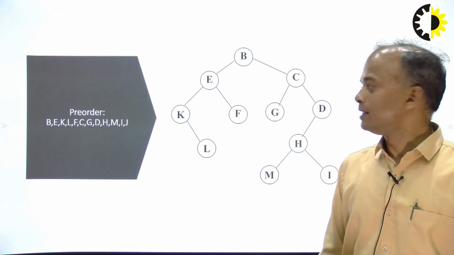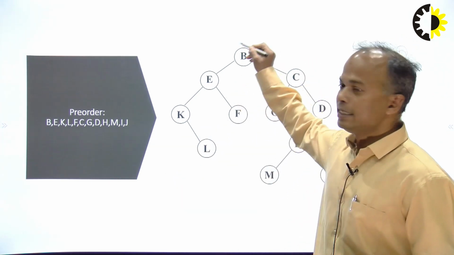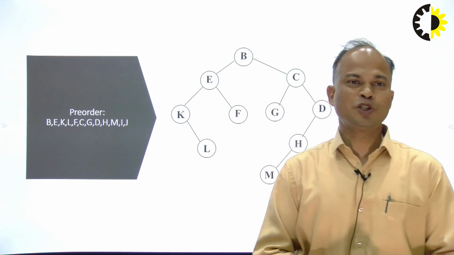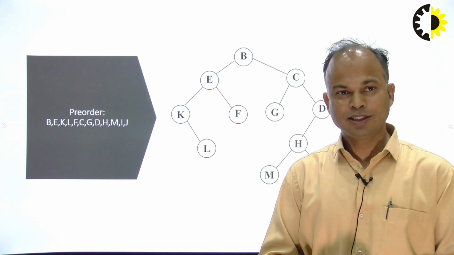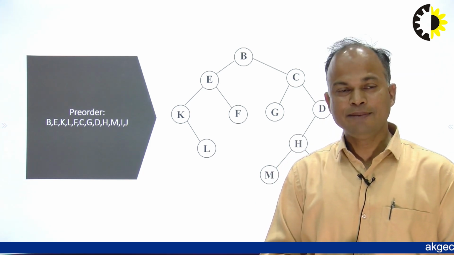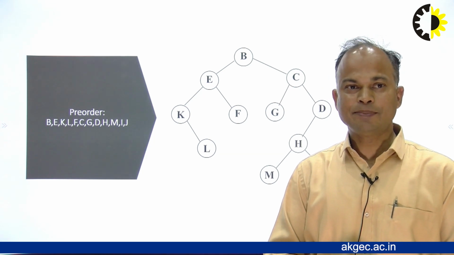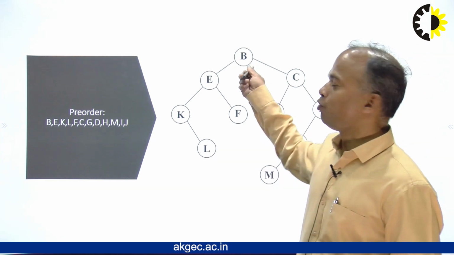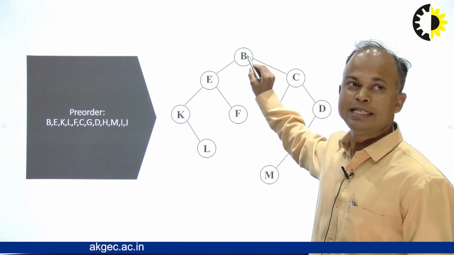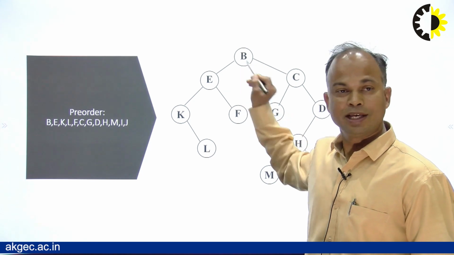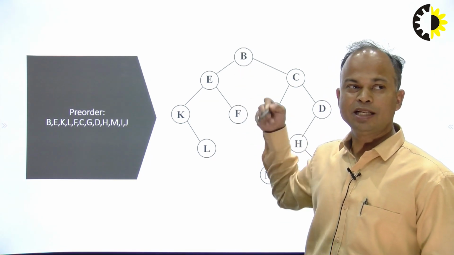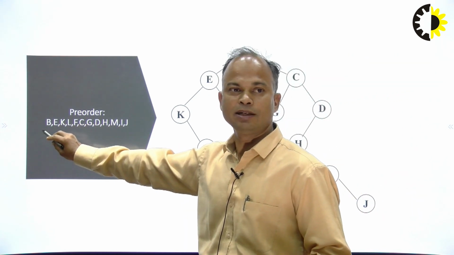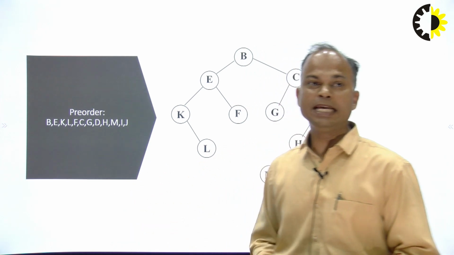We have this example here. This tree is given, and as per our algorithm, first of all visit the root node, then the left subtree in pre-order, and finally the right subtree in pre-order sequence. So we are starting. First of all, we have to visit the root. B is our root. Therefore, I am highlighting B. So the first one that we have visited is B.